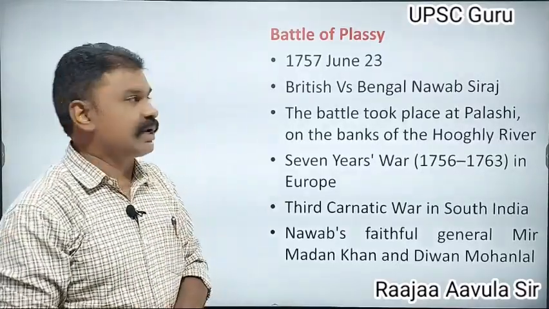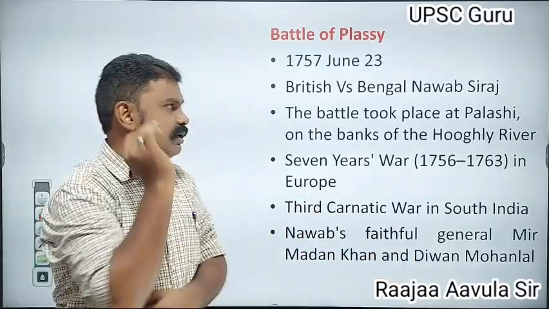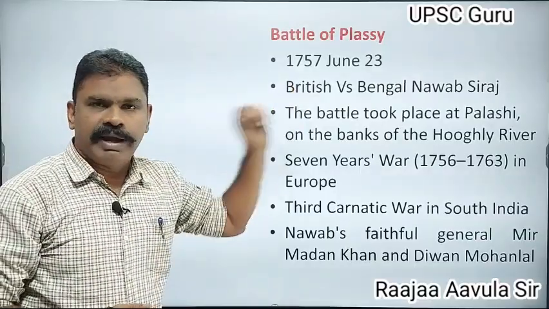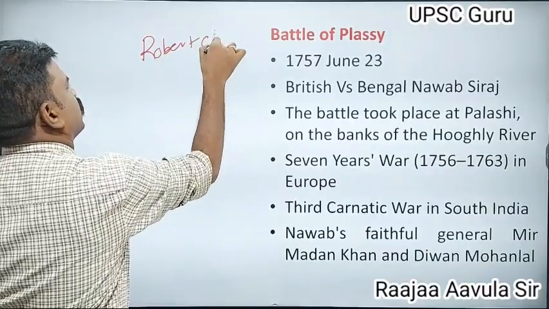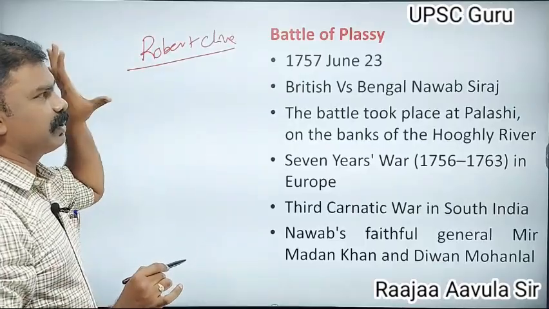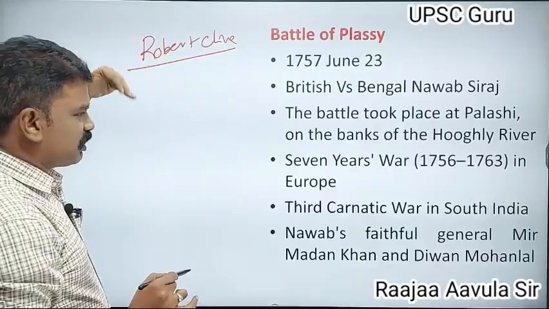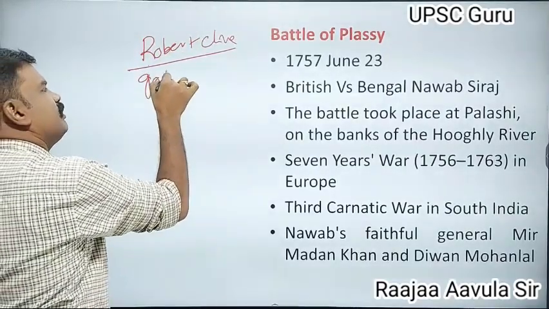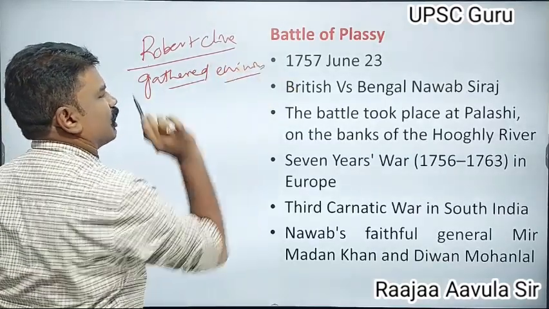Now coming to the Battle of Plassy. What is the main cause for the Battle of Plassy? According to some historians, the Black Hole tragedy is the main cause. Robert Clive was sent to Bengal. He was power thirsty, war thirsty. He wanted to occupy the complete Bengal. So he made friendship with the earlier members, and Robert Clive gathered the enemies of Siraj-ud-Dawla.